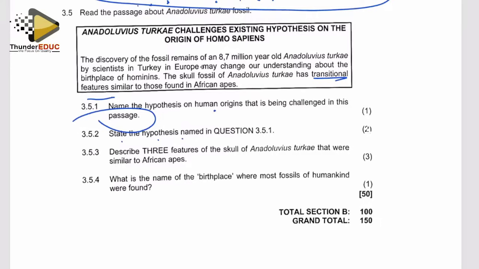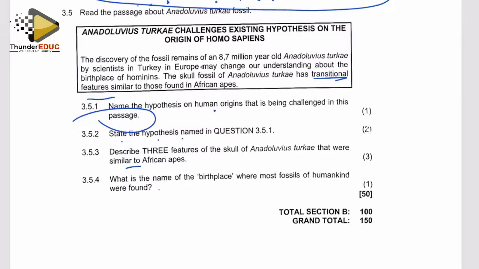Then they're saying, describe three characteristics of the skull that were similar to those of these African apes. So the foramen magnum in a more backward position. And then you can talk about large brow ridges. You can talk about them being prognathous, meaning more protruding jaws. And then you can talk about the rectangular palates, the way these apes were.